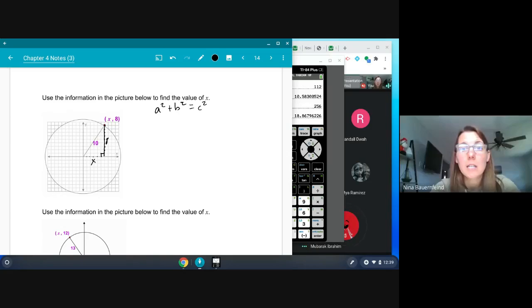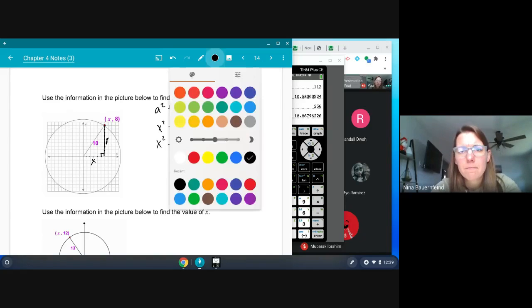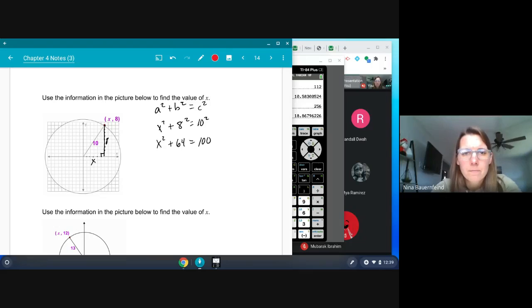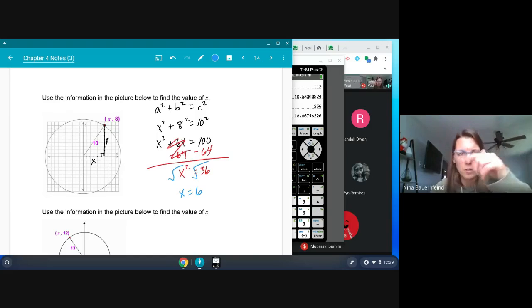10. Yes. And then 8 is one of the others. It doesn't matter. So we'll just say x squared plus 8 squared equals this. So we got x squared plus 8 squared, 64, equals 10 squared, 100. And then we minus 64, minus 64. X squared is 36. And then you square root. So x is 6. The hardest thing there is figuring out how to set it up.